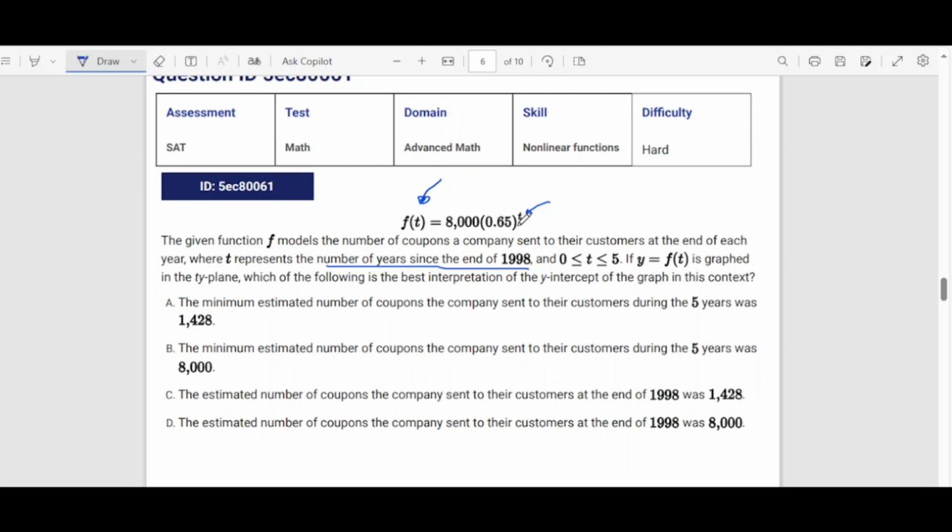Okay, so basically what will the y-intercept be? At the y-intercept, the value of t will be 0, and when t is 0, 0.65 to the power 0 becomes 1, and 1 into 8000 becomes 8000. So the minimum estimated number of coupons, no, it's not related to the minimum number, it's related to the total number of coupons. The estimated number of coupons the company sent to the customers at the end of 1998 was 1428. This is wrong because it's not 1428, it's 8000. So this is wrong, and D is the correct answer.